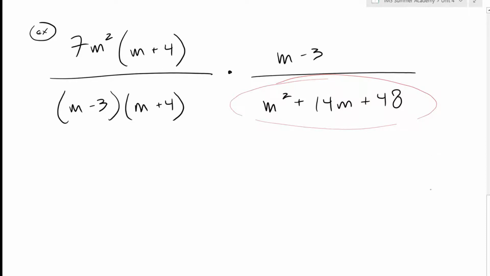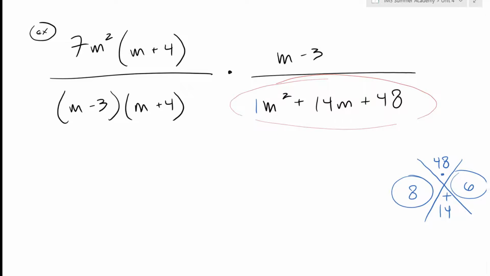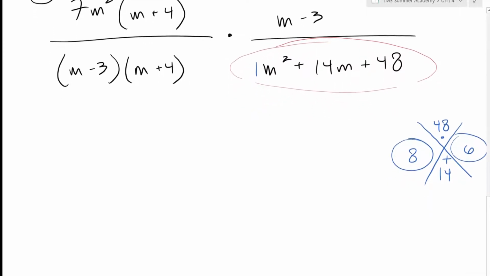So what we've got here on top is a 48, on bottom a 14. So I'm looking for two numbers that multiply to give me 48 and add to give me 14. Those numbers are positive 8 and positive 6. So now I can rewrite that in parentheses form.